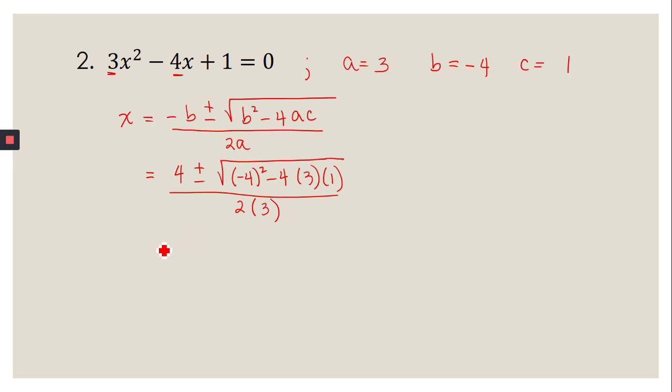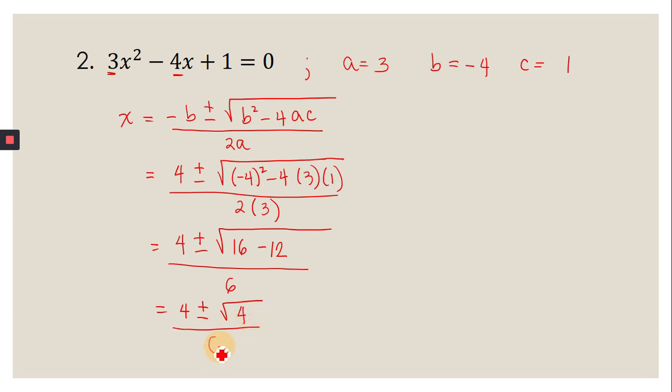Okay, now let's solve. Let's start with the expression inside the radical symbol. So just copy 4 plus minus. Negative 4 squared is positive 16, because negative times negative is positive. Minus 4 times 3 is negative 12 times positive 1 is negative 12. All over 2 times 3 is 6. Right? Now 4 plus minus square root of 16 minus 12 is 4 all over 6.